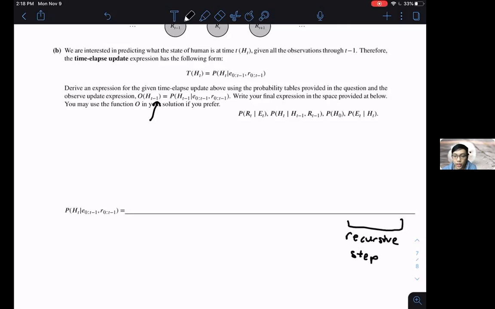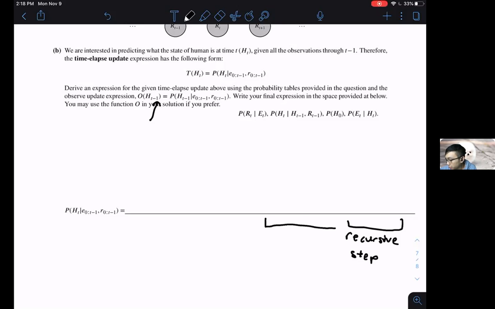So for example, if we are running some sort of time elapse update, we have to start somewhere, and that would be from the result of running the observation update from the previous time step. That allows you to go in sequence and keep operating on the same probability and propagate the values. So what we want to consider is the recursive step.